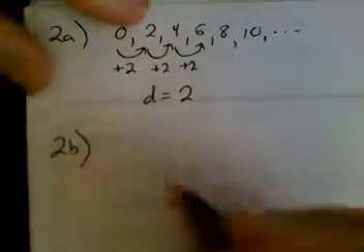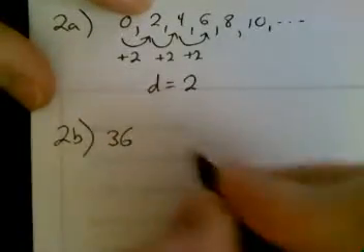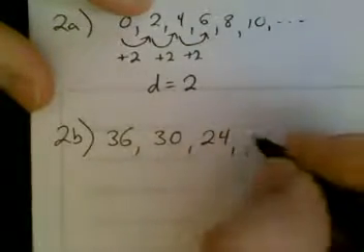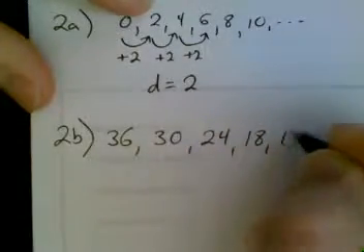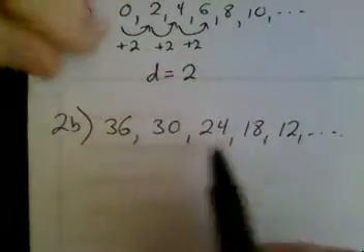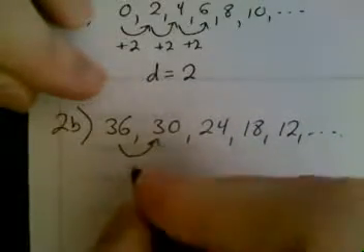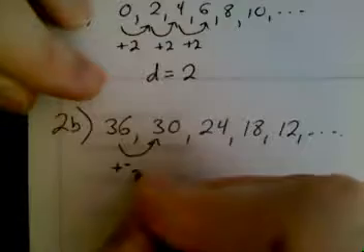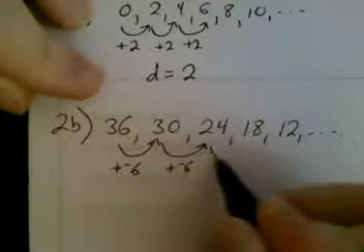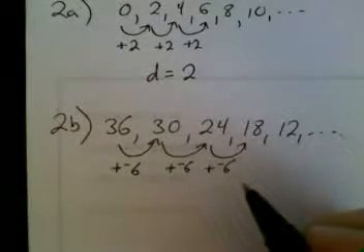How about 2b? Let's start instead at 36, and then go to 30, and then 24, and then 18, and then 12, and so on and so forth. Now, it might not look like I'm adding the same thing every time, but think of it as though from here to here, I subtracted 6, which is really adding a negative 6. From here to here, I've added a negative 6. So I am adding the same number every time.